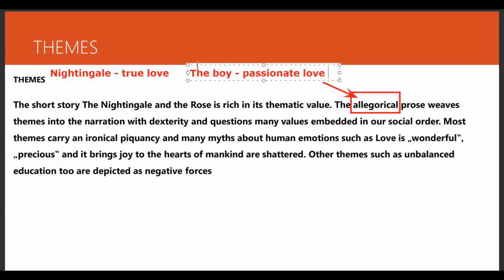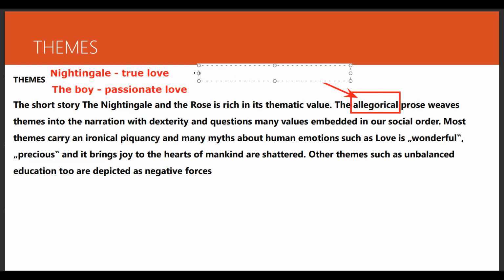So if you take the professor's daughter, right? Professor's daughter is actually representing... What does she represent? Can you tell me? Anyone? What does she represent? Materialistic love. Very good, boy. Excellent. Materialistic love.